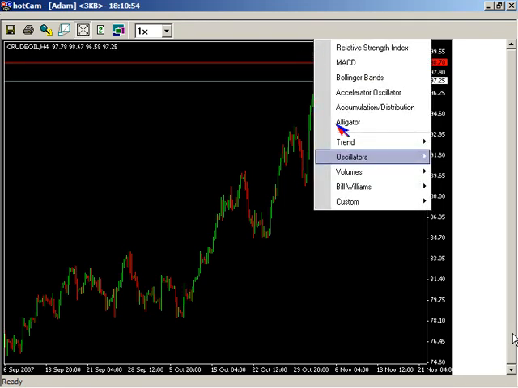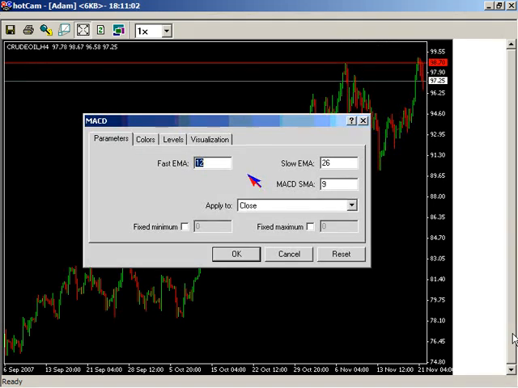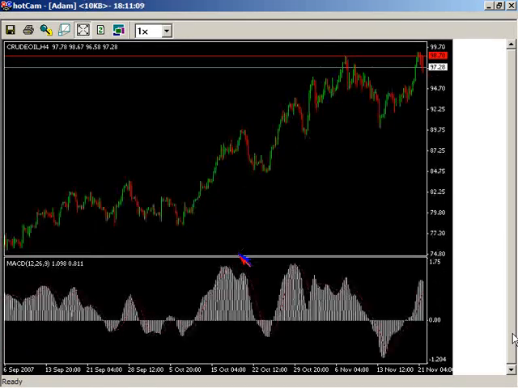I'll throw on an indicator now. We call them oscillators. An oscillator is nothing more than an indicator that measures the market's upward or downward movements.